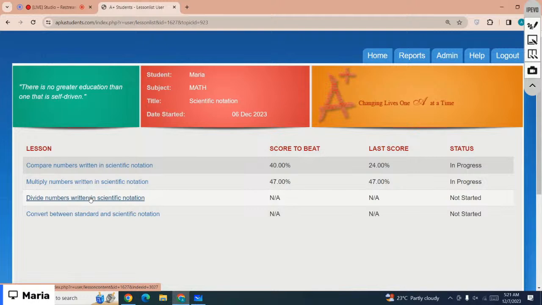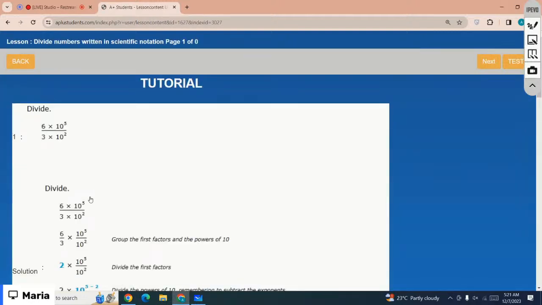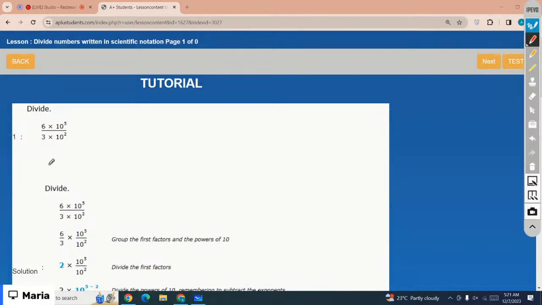Now we're going to learn how we divide numbers in scientific notation. For the division, you have to follow some rules. The one thing is simply divide the numbers like you do. For example, here you have 6 times 10 exponent 5 divided by 3 times 10 exponent 2. So divide 6 by 3 like you simply do. 6 divided by 3 is 2.